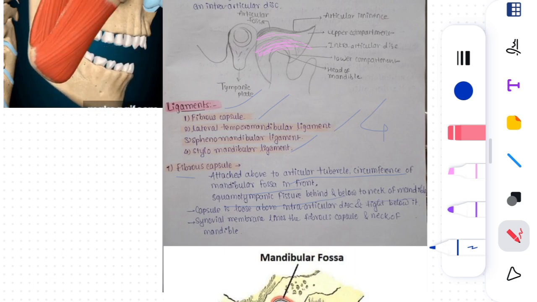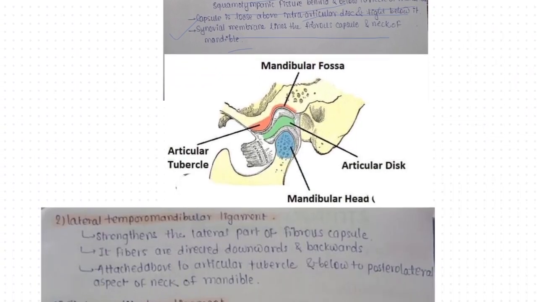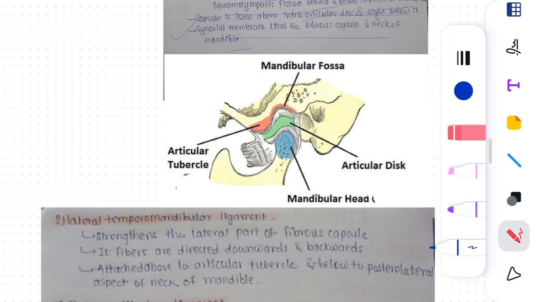It is attached above to the articular tubercle, the circumference of the mandibular fossa in front, and the squamotympanic fissure behind, and below to the neck of the mandible. The capsule is loose above the intra-articular disc and tight below it. The synovial membrane lines the fibrous capsule and the neck of the mandible. In this image you can clearly see the articulating surfaces of the joint: the mandibular fossa, articular tubercle and mandibular head, and that is the articular disc.